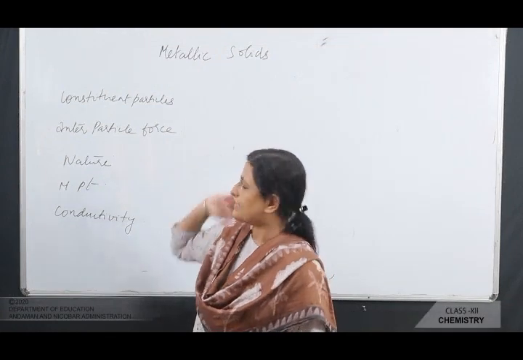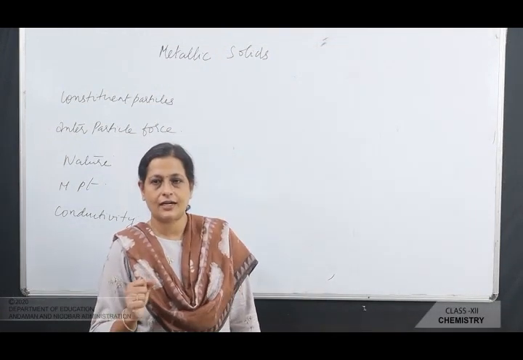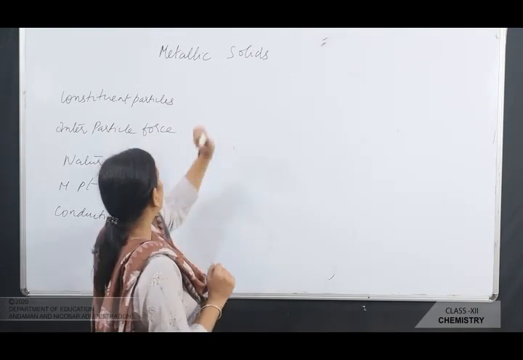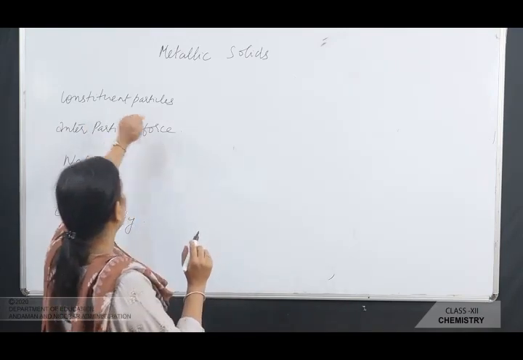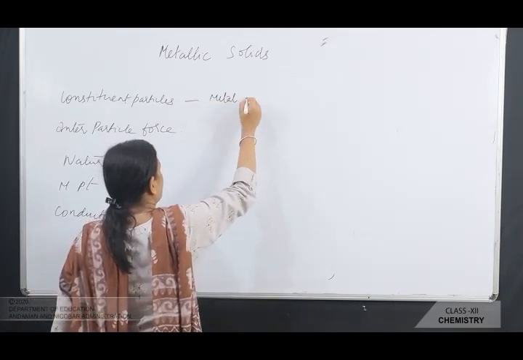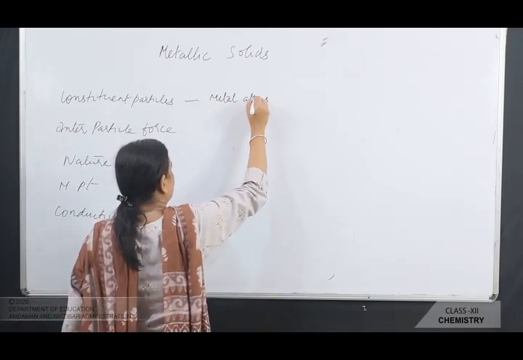Now the next one is metallic solids. We had dealt with ionic solids and molecular solids. So now, what is a metallic solid? In the case of metallic solids, the constituent particles are metal atoms. What do you mean by metal atoms?